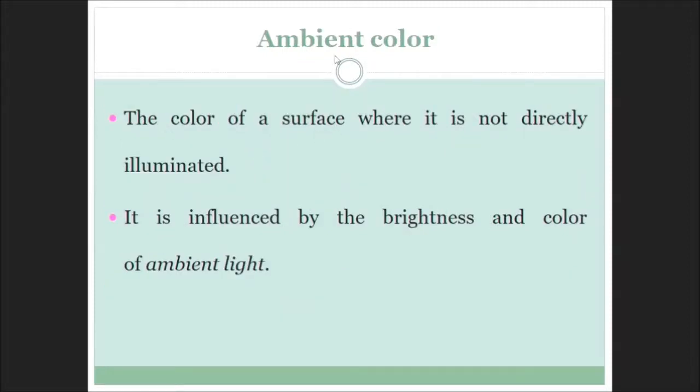Then ambient color, the color of surface where it is not directly illuminated. Please understand, the color of the surface where it is not directly illuminated is influenced by the brightness and color of ambient light. Now, if you have an object, and it is illuminated with a certain light source, then the color of the area which is not directly being illuminated is called the ambient color. And as I indicated earlier, it is influenced by the brightness and color of the ambient light.